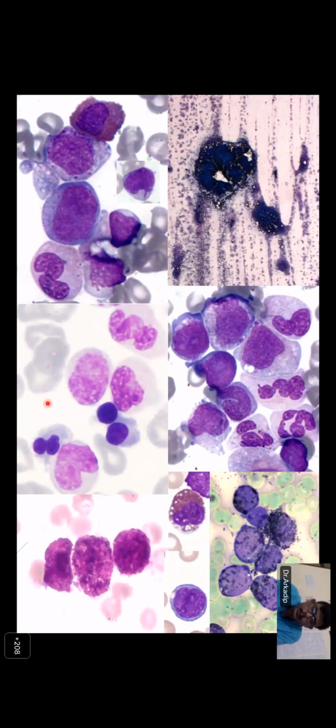Okay, who's going to speak on the 4th case? Sir, me. Case 4, 55-year-old male, complains of fever, abdominal distension for last 2 months, and CBC shows anemia and leukocytosis. Right, and what else have we got? Sir, the bone marrow aspirate is particulate and cellular.